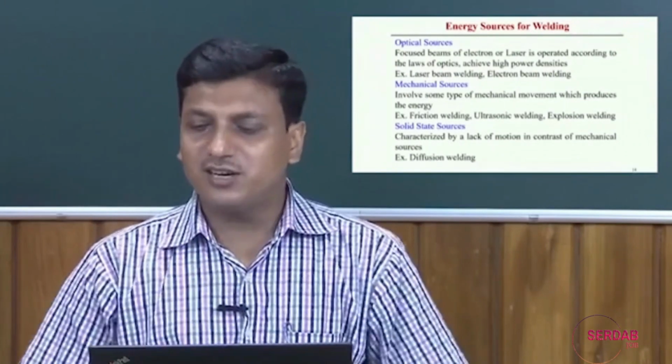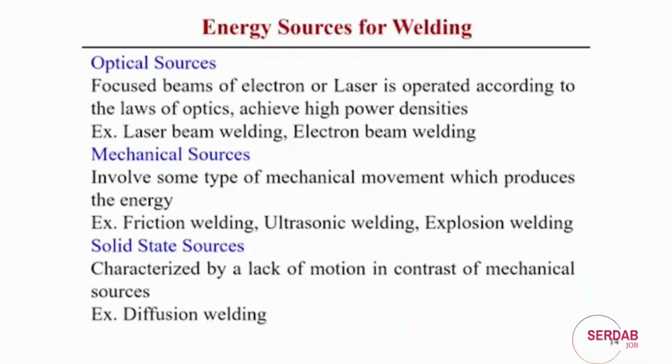Optical sources, we can categorize in this way: a focused beam of electrons or laser, which is operated according to the laws of optics. In this case it can achieve a high power density, that means a highly concentrated heat is possible compared to the other welding processes. Typical examples are laser beam welding and electron beam welding. In these two cases, we use the heat source from the optical sources.